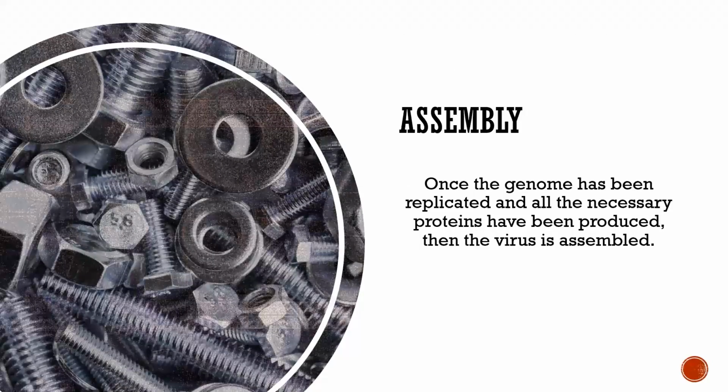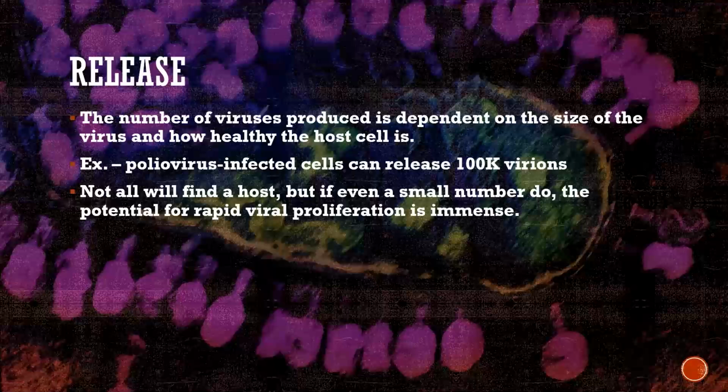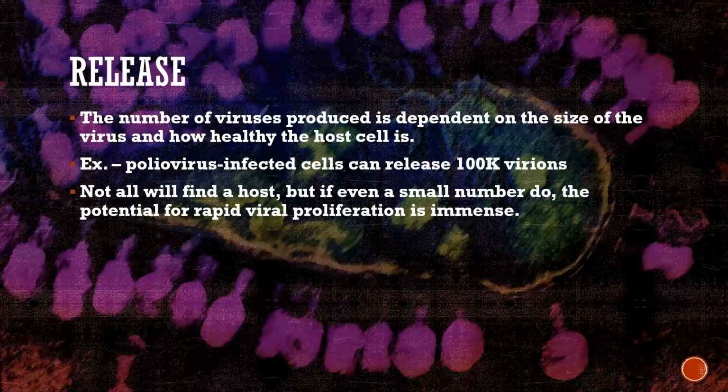So once the genome has been replicated and all of the necessary proteins have been produced, then it's ready to put together the whole virus. Basically, it has manufactured all the nuts and bolts and all the pieces it needs. And once they're all there, they're ready to be put together. Once it's been assembled, it's ready for release, where it can be dumped outside of the host cell, set free to go find more cells to infect.